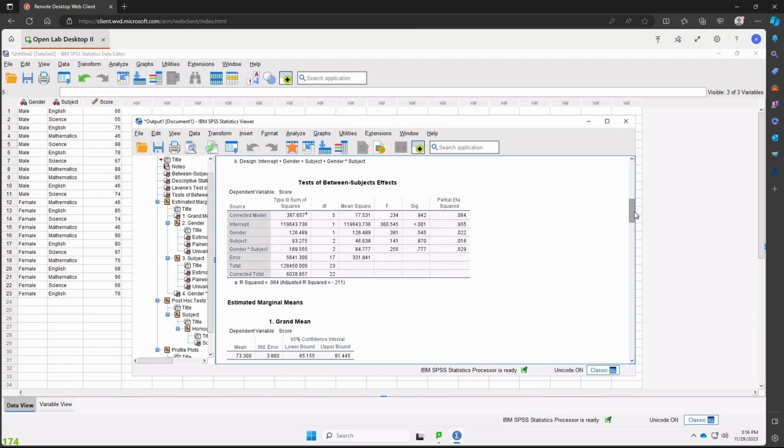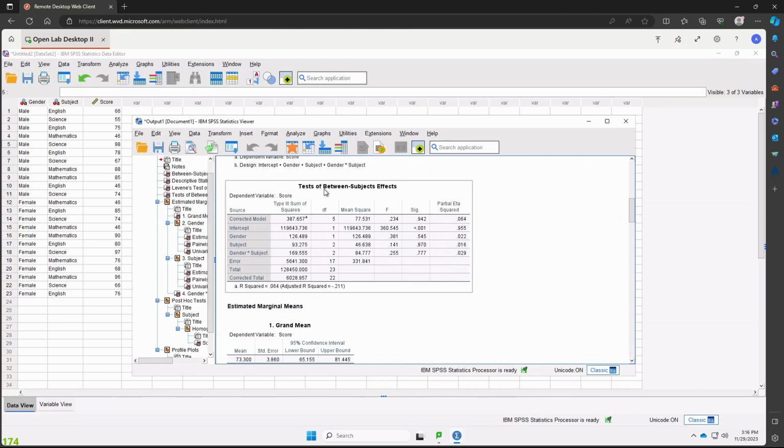And if we move down, we have the test of between subject effects. You can see that subject is statistically significant for the dependent variable at the subject level, but for the independent variable, gender, it is statistically non-significant. You can see it's 0.870, so it's non-significant because it is greater than 0.05.